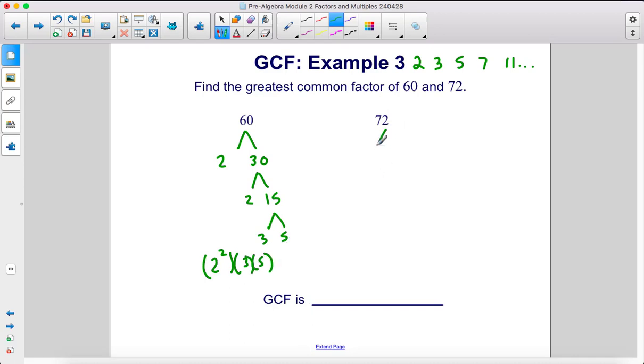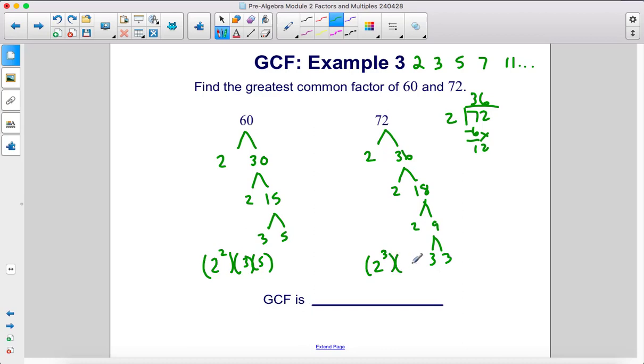All right, 72 is divisible by 2. What is 72 divided by 2? So we got 36. 36 is divisible by 2, and that is 18. 18 is divisible by 2, that's 9. 9 is not divisible by 2, but it is by 3, 3 times 3. So we have 2 times 2 times 2, so that's 2 cubed times 3 squared.